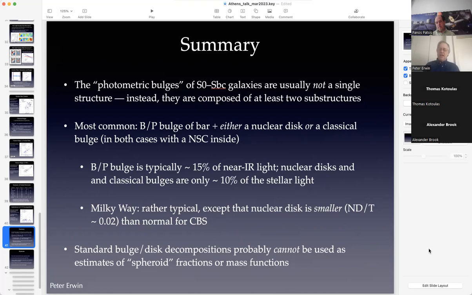But what if the bar is oriented close to your line of sight? How do you tell the difference between the outer vertically thin part of the bar, which is sitting in front of the center of the galaxy, and let's say a nuclear disk inside that? Then I think it's a totally locked case, because even the bar, the peanut, will in some cases be like a round component.